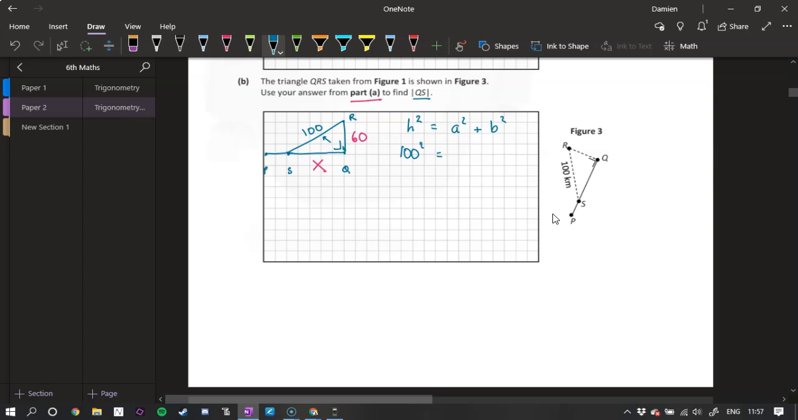So 100 squared then is equal to a squared, which is x squared, plus b squared, which is 60 squared. Here are the two sides. So 100 squared minus 60 squared, and bring that across, equals x squared. When you do out the numbers there, you're going to end up with x squared is equal to 6400. So x then is equal to the square root of 6400, and then x, which is QS, is equal to 80. So then we can go fill that in if needs be. Let's move on to the next one.